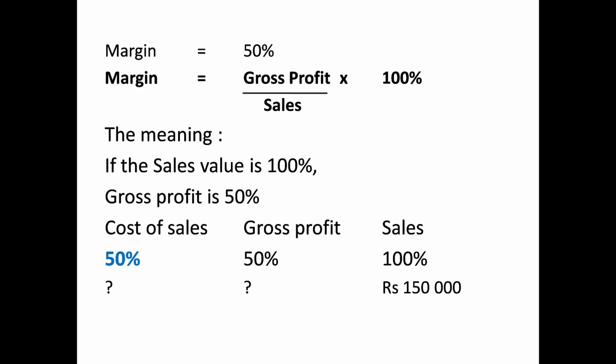Cost of sales equals sales minus gross profit. 100% minus 50%. Therefore, the cost of sales value is 50%. That's the assumption. Now we are going to enter the actual figures. Actual cost of sales we don't know. Gross profit also we don't know. But the sales value we know. That's 150,000. Now we are going to calculate the actual gross profit and actual cost of sales.